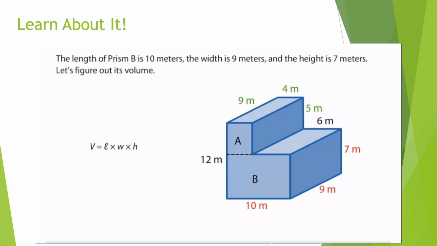The length of prism B is 10 meters, the width is 9 meters, and the height is 7 meters. Let's figure out its volume. So take a second and go ahead and multiply 10 times 9 times 7. Again, I see a basic fact that I'd love to do. Maybe instead of doing it first, I'll do that last. I want to save it for last.